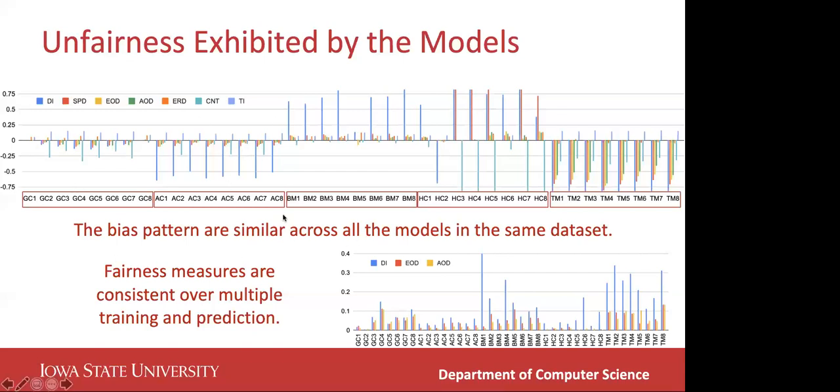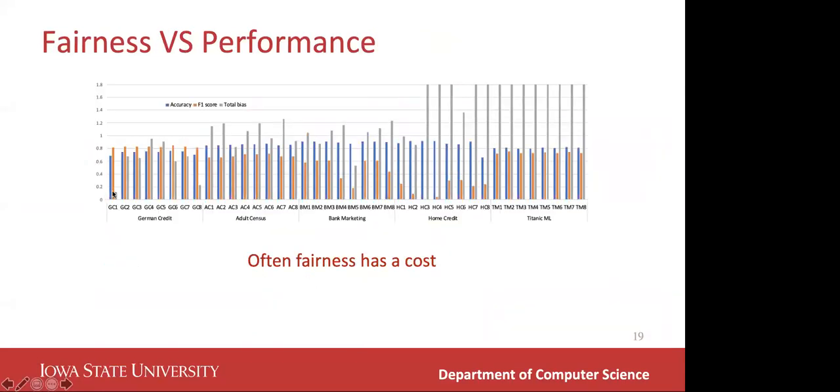And to compare between these models, we have also taken the absolute value and plotted the sum of all the metrics, and also calculated the accuracy and F1 score. Here we are trying to compare which of these two models has a low bias. Close to 0 means low bias, and this one has higher bias than that one. Between GC1 and GC2, GC1 is much fairer than GC2.